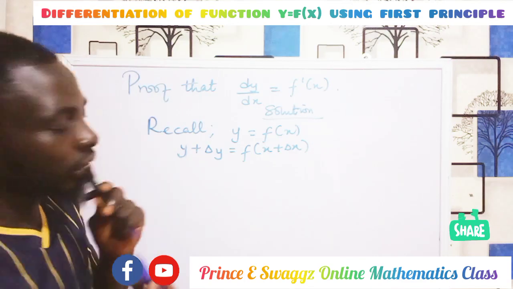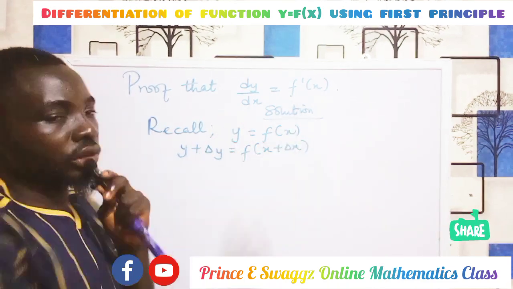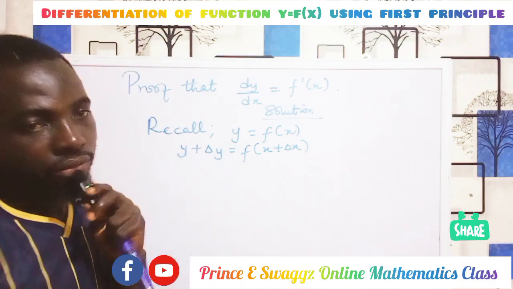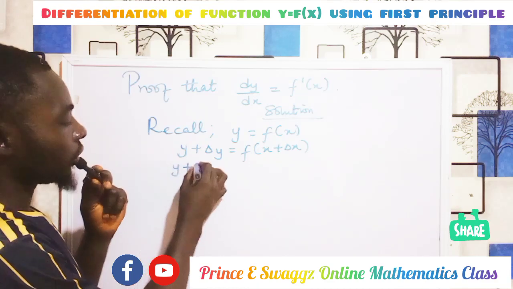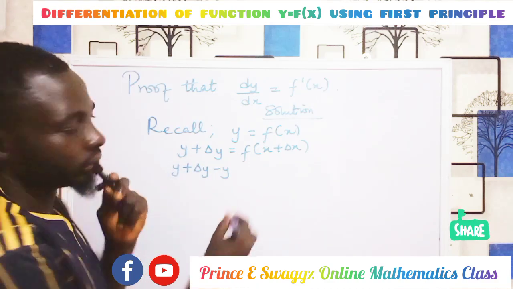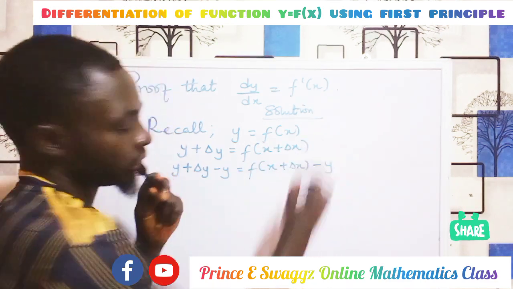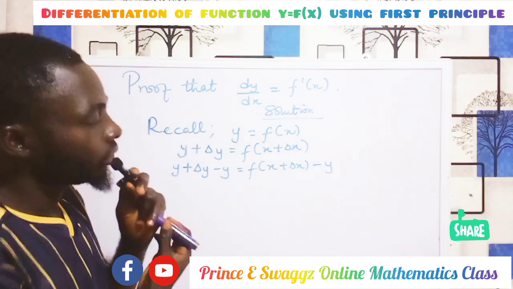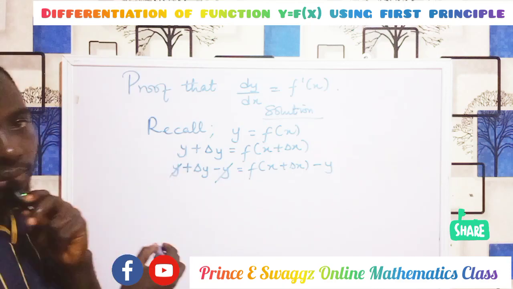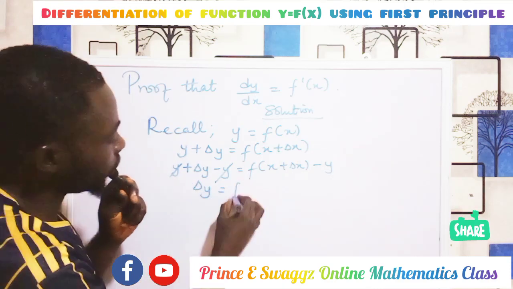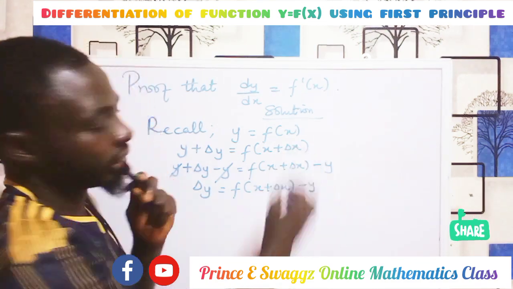Now the next thing to do is to subtract y from both sides. So this is y plus delta y minus y equals f open bracket x plus delta x minus y. Subtracting y from both sides, this cancels this. We are left with delta y equals f open bracket x plus delta x minus y.